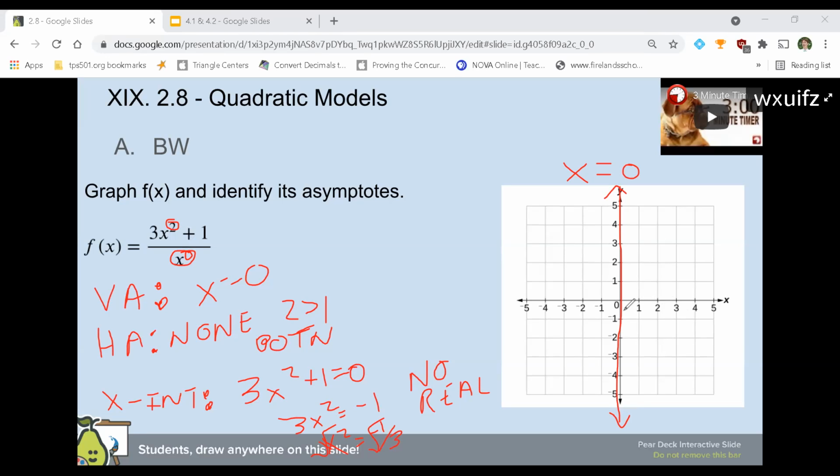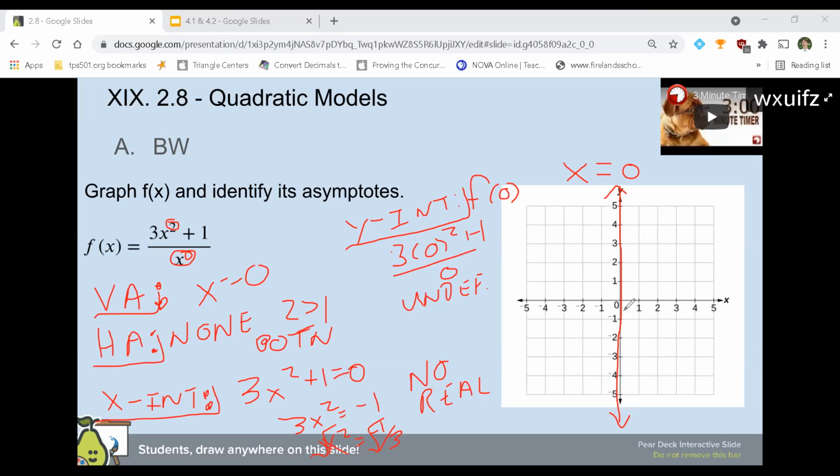And it has no y-intercept either, right? Because if we find out what f of 0 is, well, that's a vertical asymptote, right? 3 times 0 squared plus 1, divided by 0, is undefined. Oh my god, what am I telling you, silly? Most of this is non-real. It's fake. But the next thing is totes not fake.